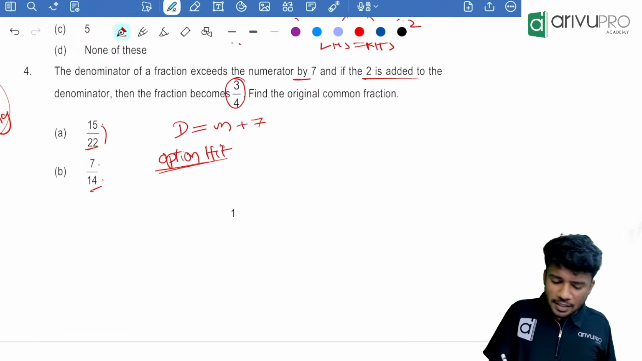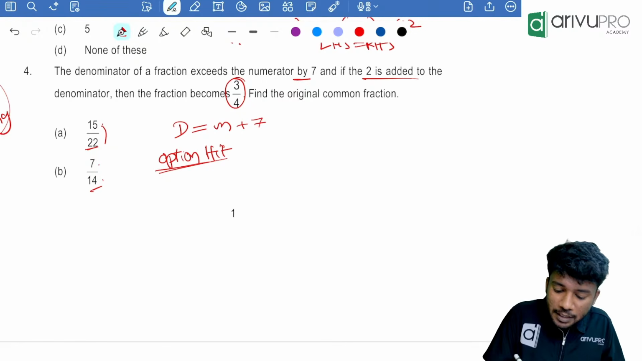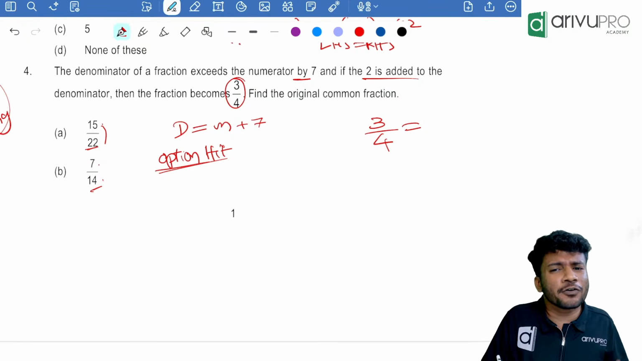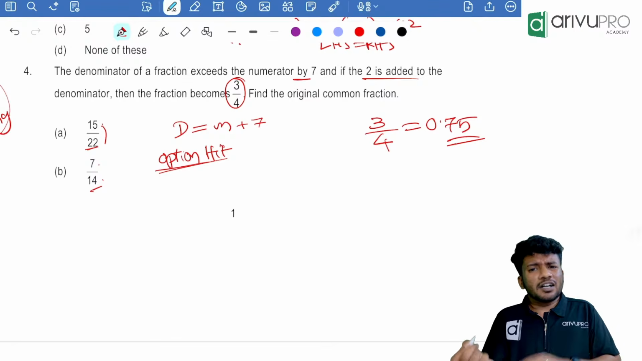Now coming to the second condition. If 2 is added to the denominator, the fraction becomes 3 by 4. People, take your calculator. 3 by 4 is how much? 3 divided by 4 on calculator is how much? 0.75, right? That is your required answer.